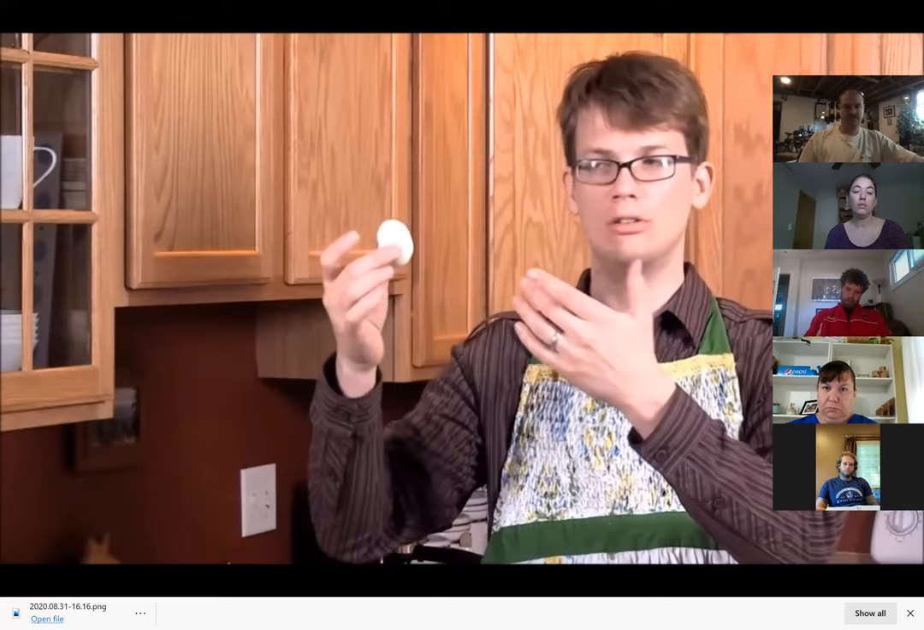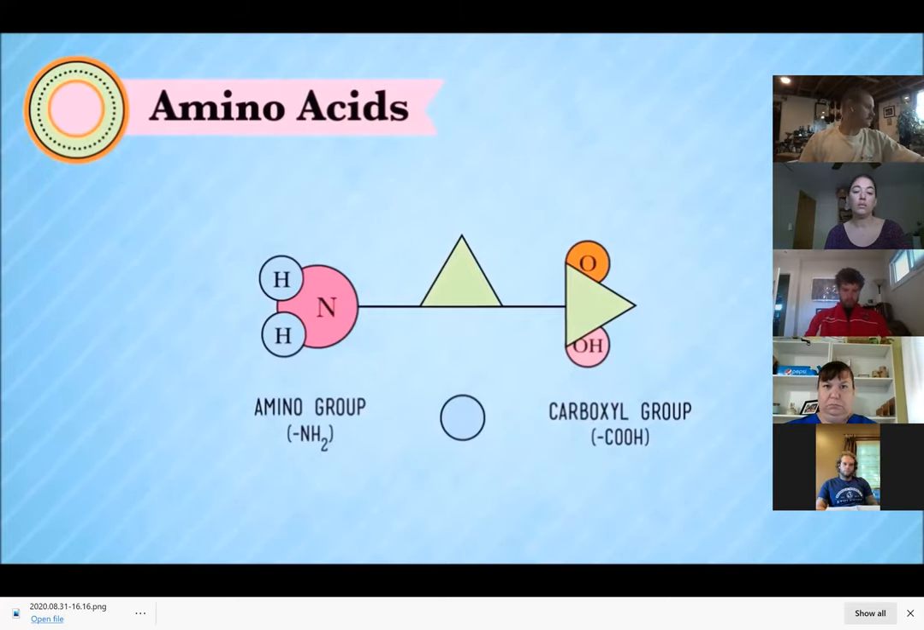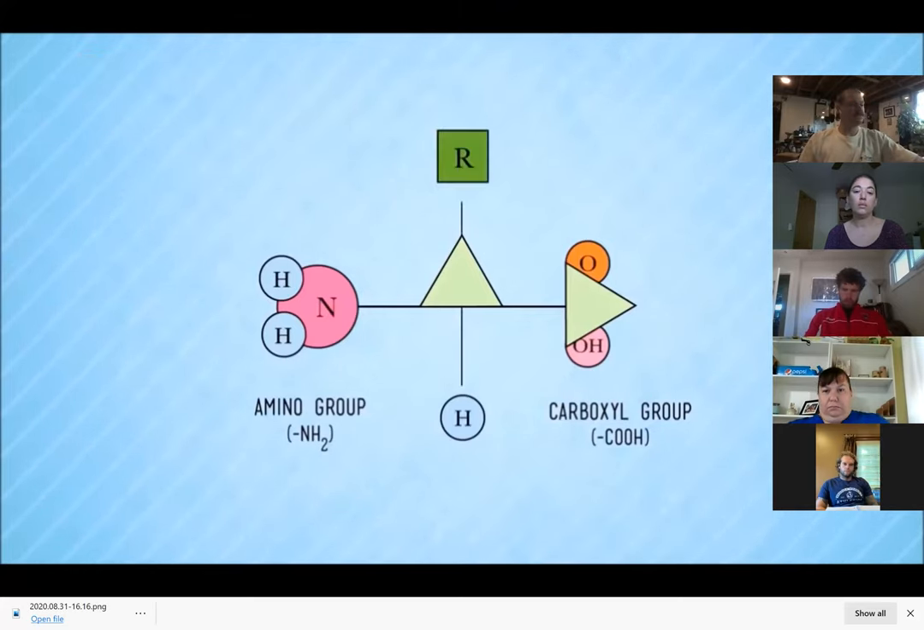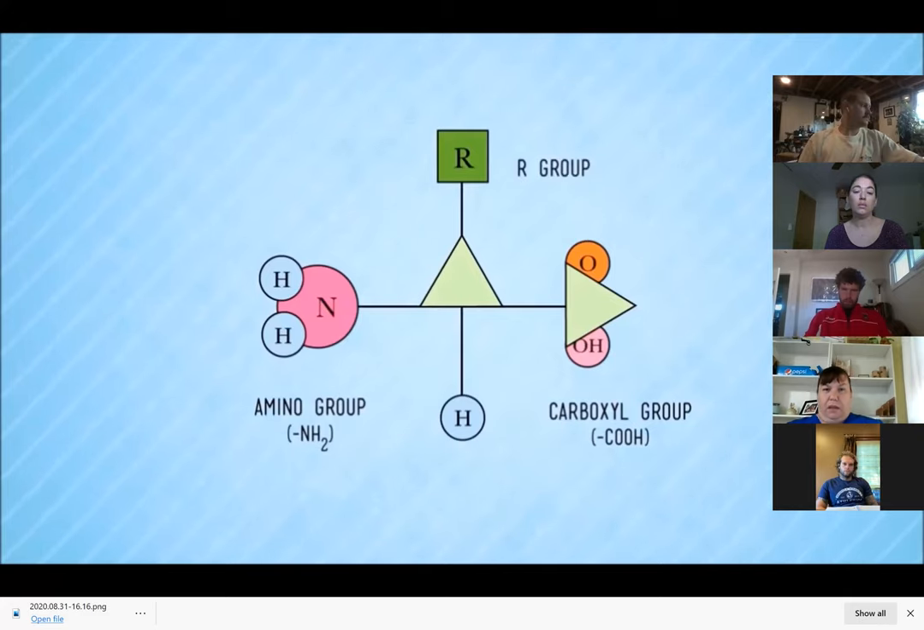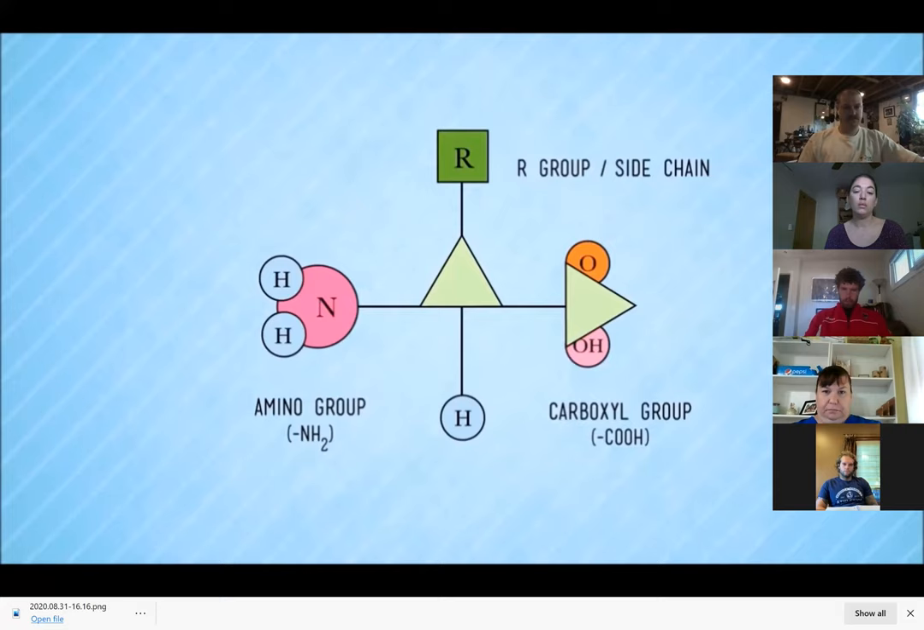Now in the middle of the amino and the acid group is a carbon, and it shares one of its electrons with good old hydrogen, and the other electron is free to be shared with R, which is just a kind of fill in the blank. We call it the R group. It can also be called a side chain, and there are 20 different kinds of side chains. Whatever fits in that blank will determine the shape and the function of that amino acid.